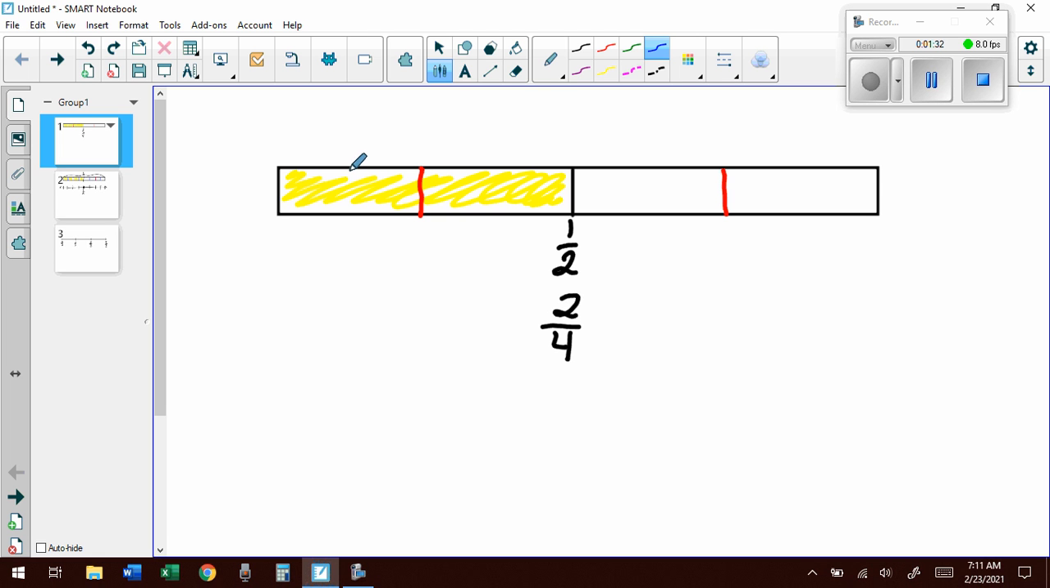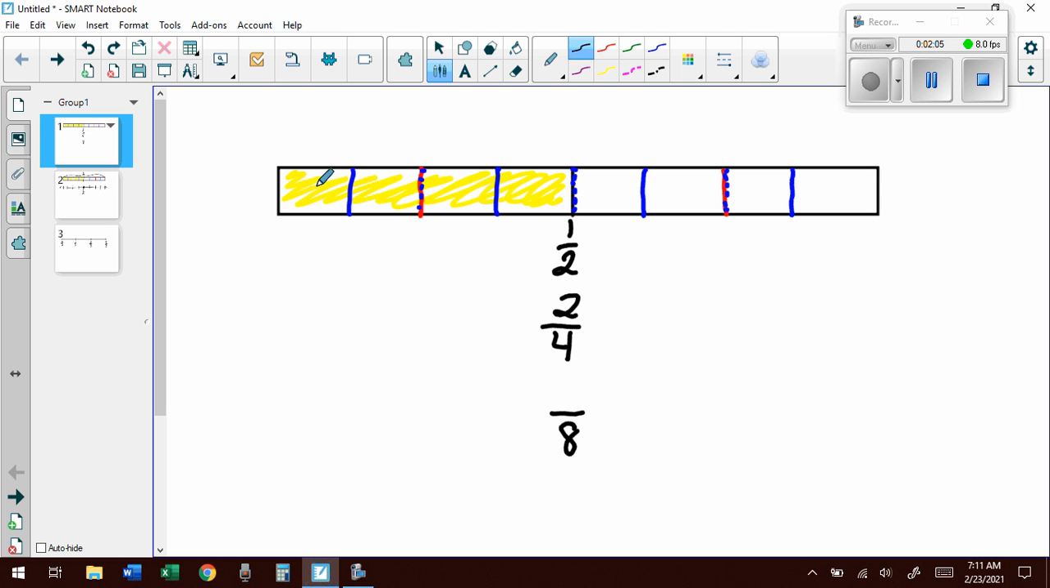I'm going to partition each fourth in half. Right here, right there, right there, right there, there, and there. Now how many total pieces do I have? I have 1, 2, 3, 4, 5, 6, 7, 8. I have 8 total pieces.